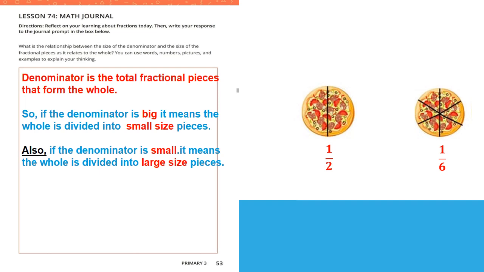Okay, so it means if the denominator is big, like 1/6, the denominator here is 6, it means the whole is divided into small size pieces. It means each piece is small, okay? But if the denominator is small, like here 1/2, it means the whole is divided in large pieces. Each part is very large.